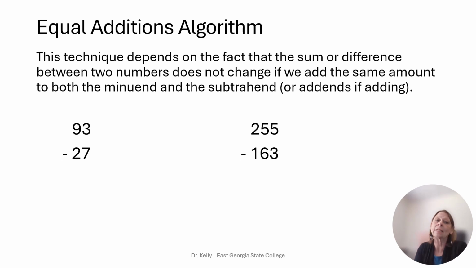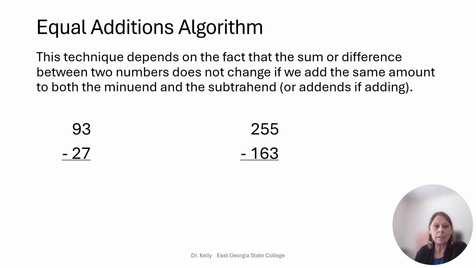This technique depends on the fact that the sum or difference between two numbers doesn't change if we add the same amount to both of the numbers, to the minuend and the subtrahend. Okay, and or the addends if we're actually doing addition, right? So let's take a look here. And this might be a little bit familiar to you. This first example doesn't really go into the depth of it, but it gets you kind of thinking in the way that we're going to be thinking here.